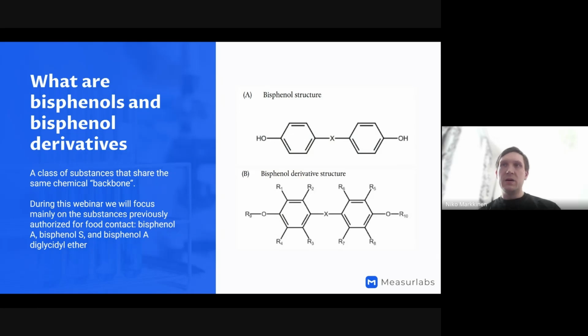And when we talk about derivative structures, there can also be different types of substitutions throughout the molecular structure as well. This particular webinar will be mostly focused on BPA, BPS, and bisphenol A diglycidyl ether, because those are the substances that have been authorized for food contact at the EU level until today. So those are the most relevant chemicals from the big scope of different bisphenols.